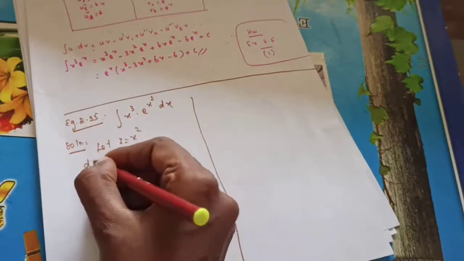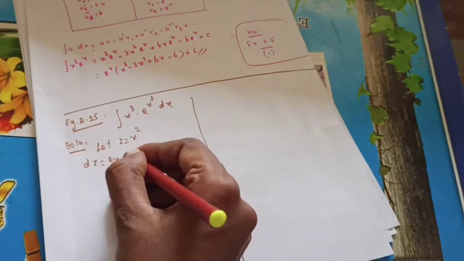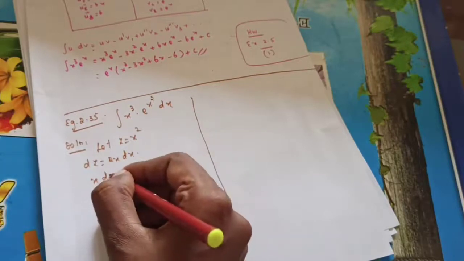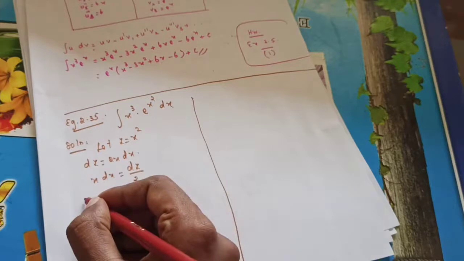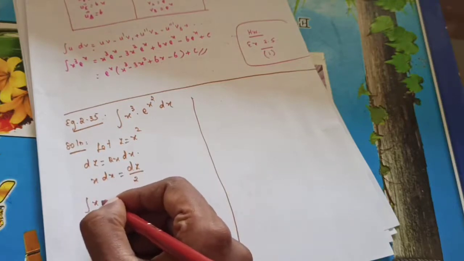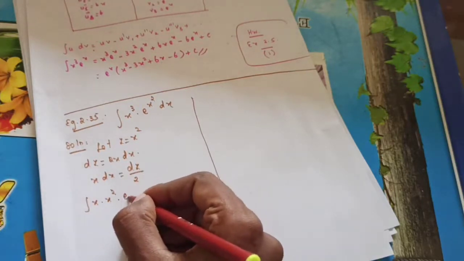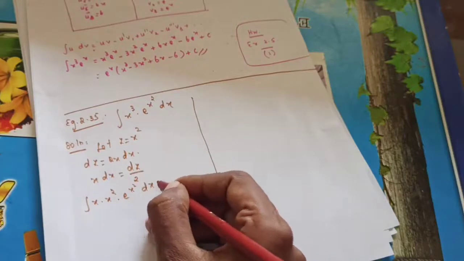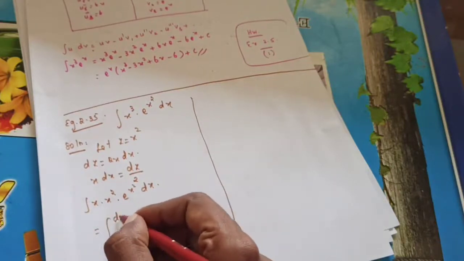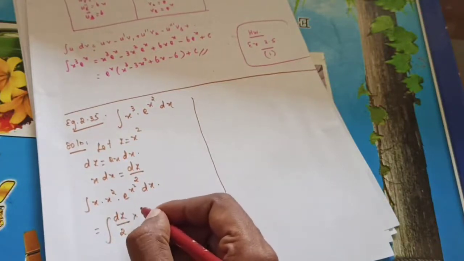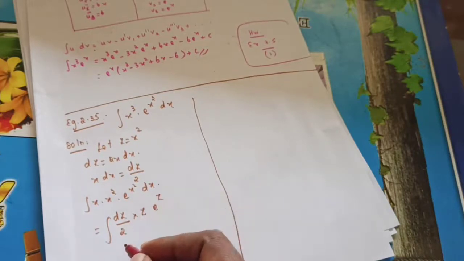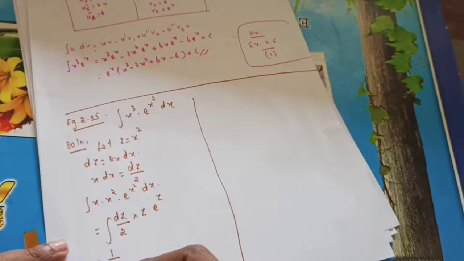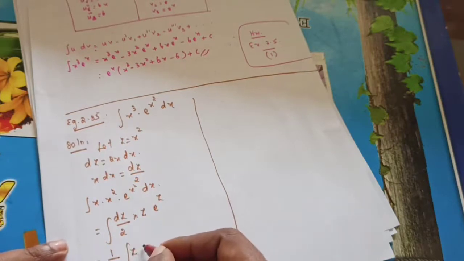Okay. So dz means how much you get? 2x dx. From that, x dx, what's the value? dz by 2. So x cube dx you need to split as x into x square into e power x square dx. That's equal to integral of dz by 2 into x square, that is z, into e power z. Just I substituted the value, 1 by 2 into, what's the value? z into e power z dz.